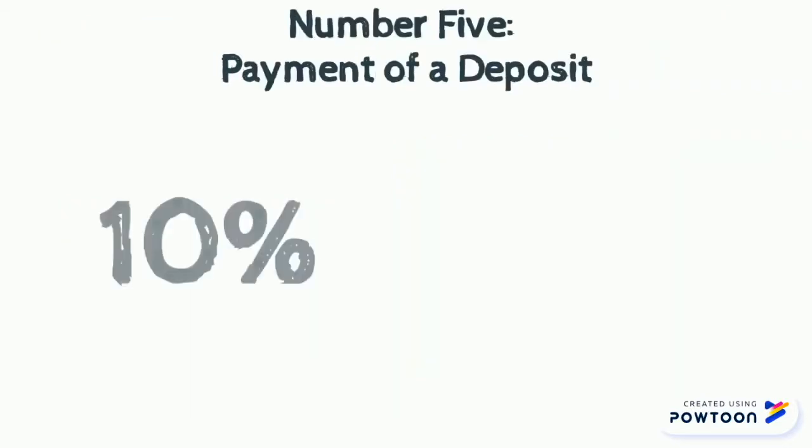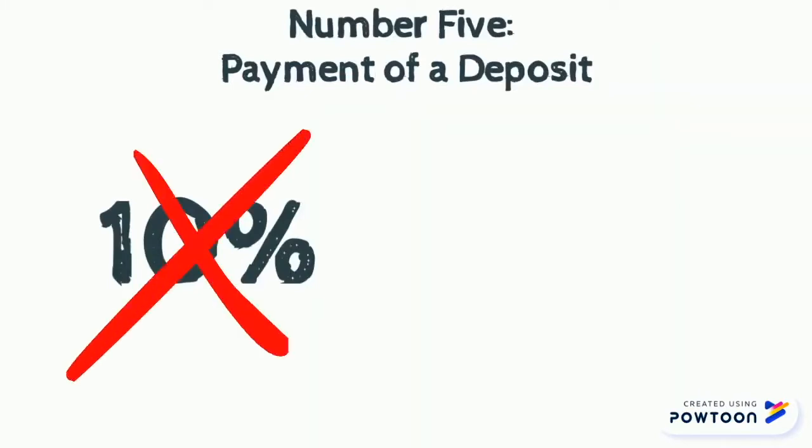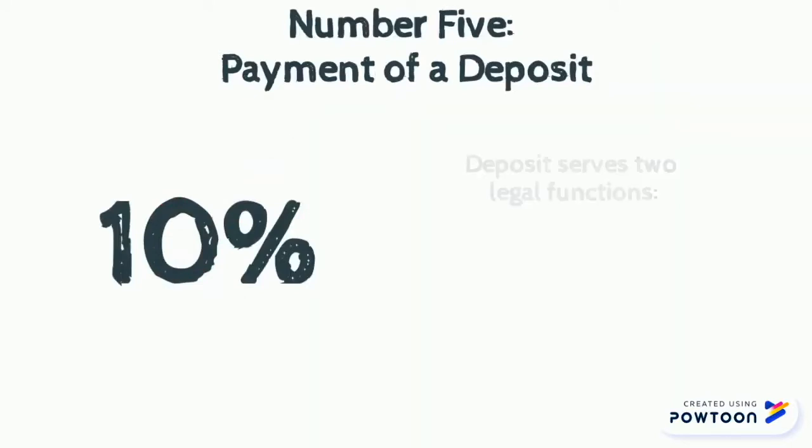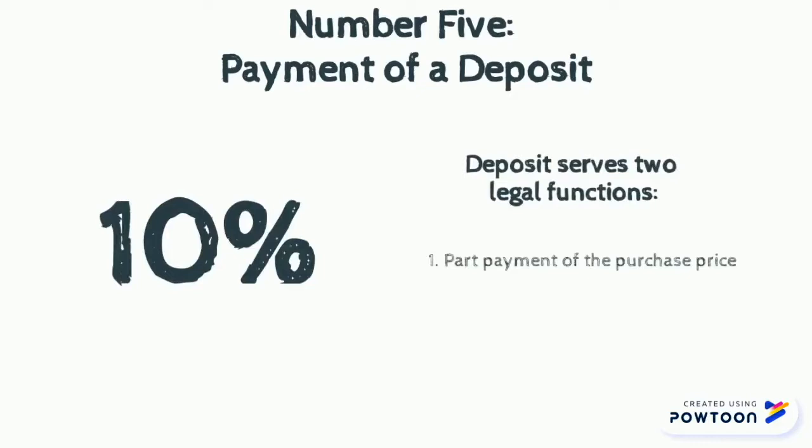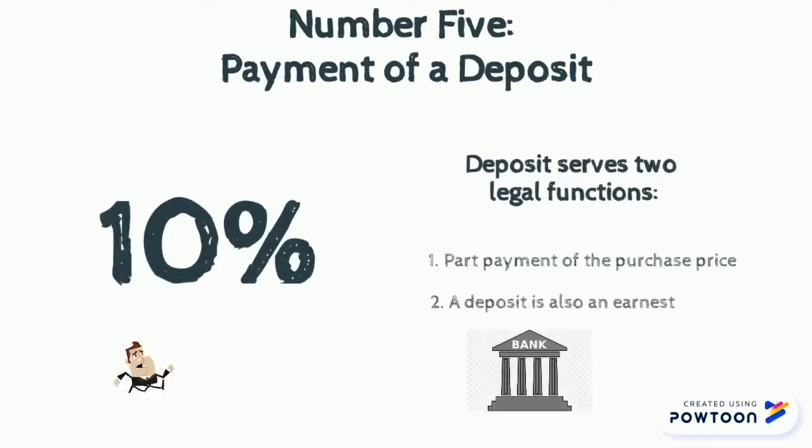Number 5. Payment of a deposit. Under the ADLS Sale and Purchase Agreement, there is no specific requirement for a deposit to be paid or the amount payable. However, in New Zealand, it is customary for 10% of the purchase price to be paid as a deposit. A deposit has 2 legal functions. Number 1. Part payment of the purchase price. Number 2. A deposit is also an earnest. In the event of a cancellation, the deposit is forfeited and the vendor will retain it.